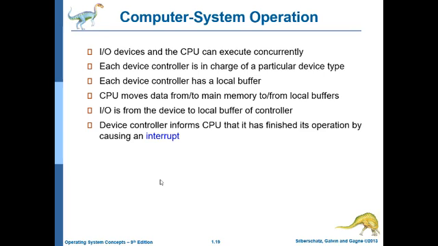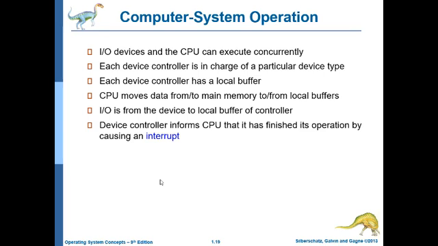Now an important point here is that each device controller has a local buffer. Can you tell me what is a buffer? Okay, a buffer is actually small memory which is available for temporarily copying something or storing something. So in case of device controllers, different types of device controllers, they have a small buffer, which means a small memory. It may be a few kilobytes or a few megabytes.